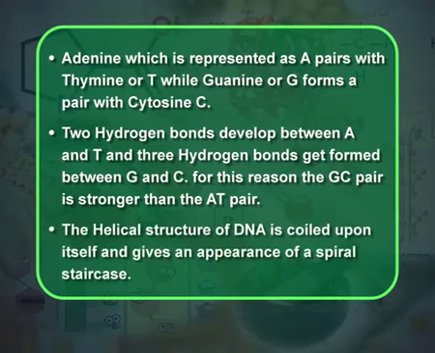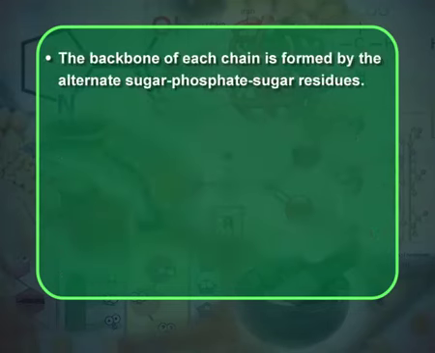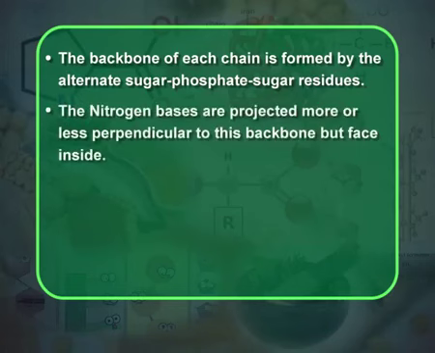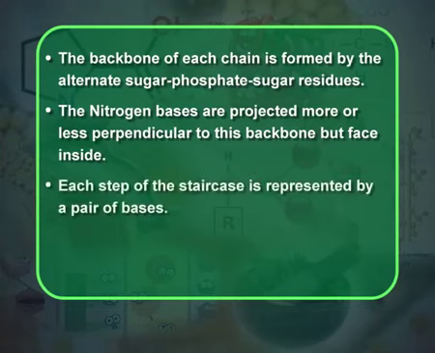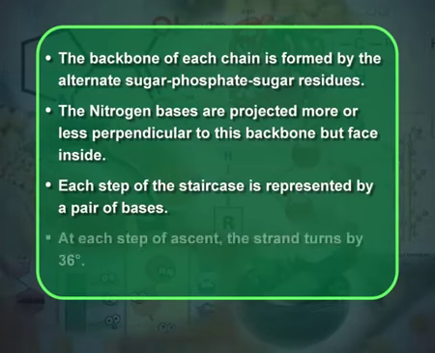The helical structure of DNA is coiled upon itself and gives an appearance of a spiral staircase. The backbone of each chain is formed by alternate sugar and phosphate residues. The nitrogen bases are projected more or less perpendicular to this backbone, but they face inside. Now, each step of the staircase is represented by a pair of bases. At each step of ascent, the strand turns by 36 degrees.